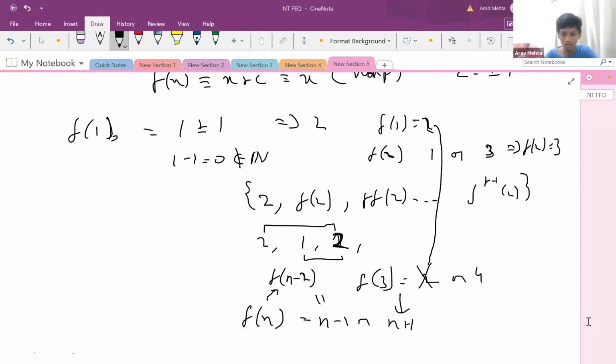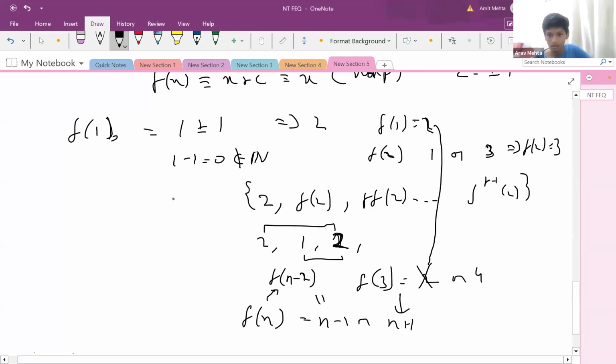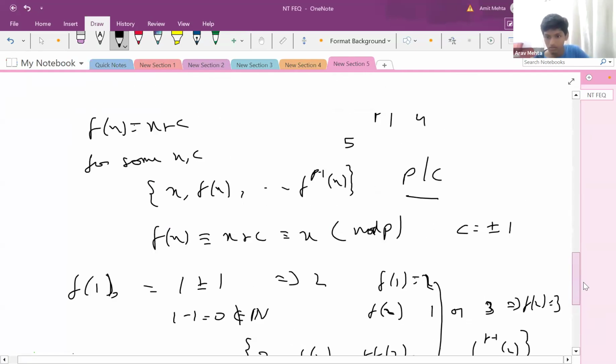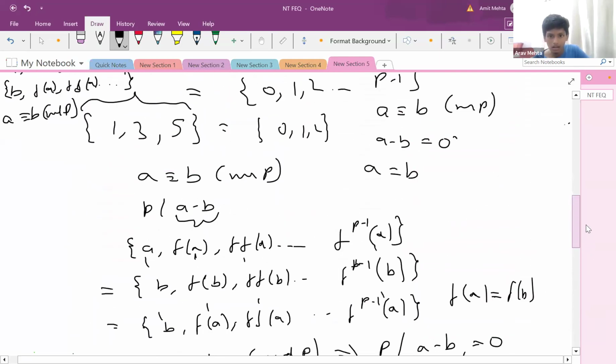Is this induction thing clear? Should I explain any part of it again? Why f of x has degree 1? Yeah, so basically, wait, yeah.